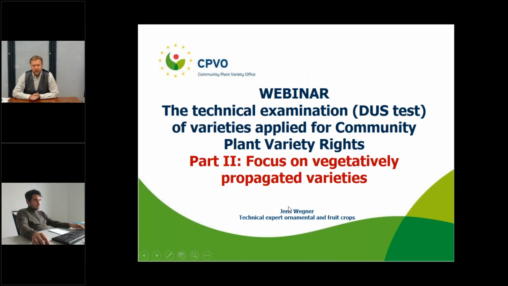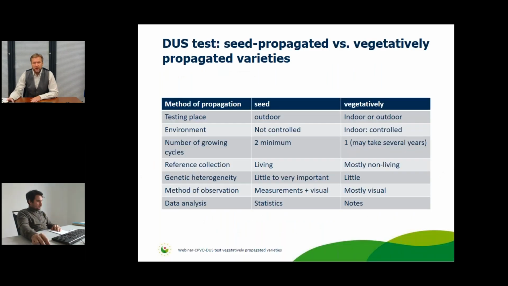Now we come to the second part, the more focused part on vegetatively propagated varieties. First, a comparison of how we conduct the DUS test for seed and vegetatively propagated varieties. For vegetatively propagated varieties, this is usually done indoor or outdoor. For seed propagated varieties, virtually always under outdoor conditions, meaning the environment is not controlled.